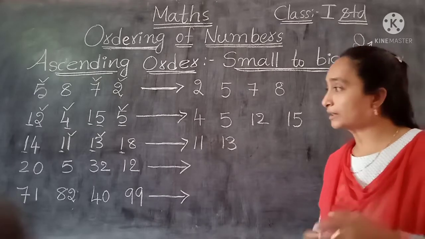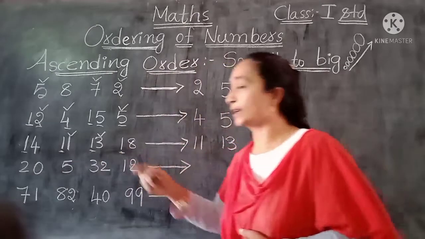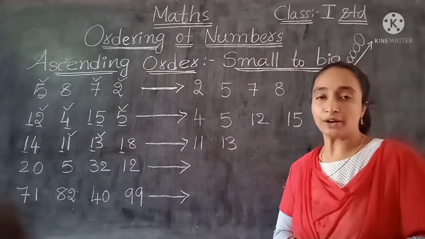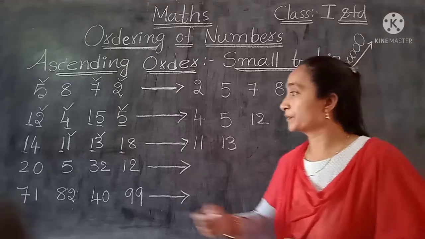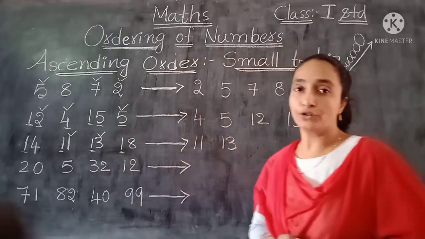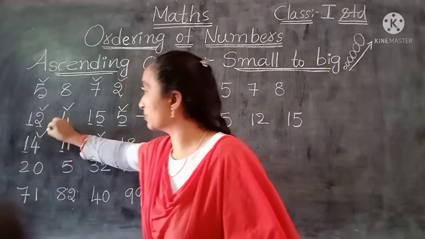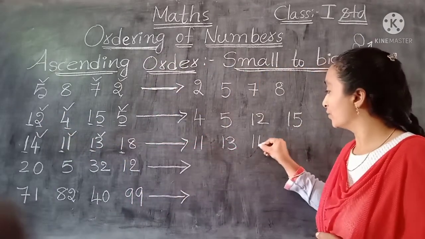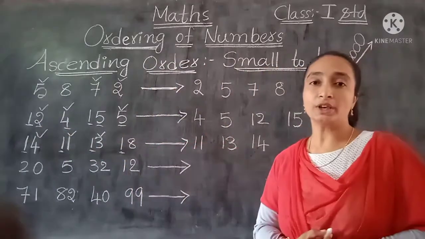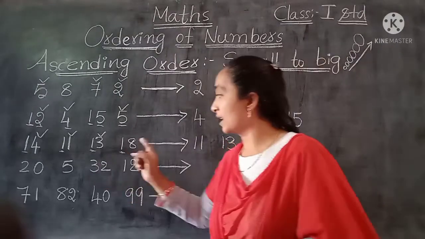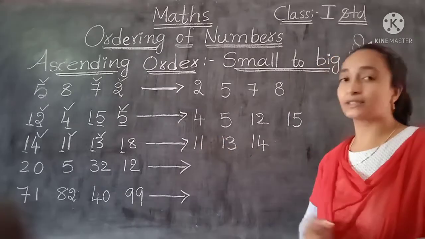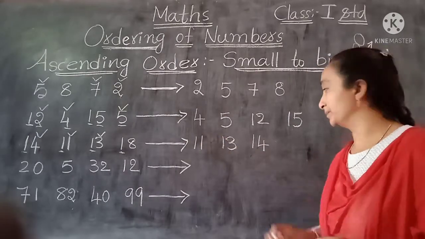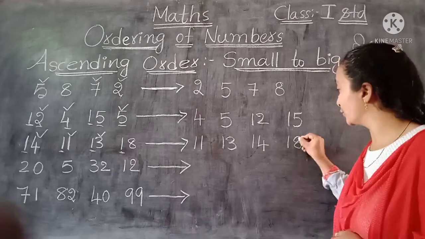Now only 2 numbers are there: 1 4, 14 and 1 8, 18. Now again we have to check for the small number. Which is the small number? 1 4, 14. So here we can give the tick mark. Now here the last one number is left over. What is that number? 1 8, 18. This will be the bigger number. It will come at the end of the order.